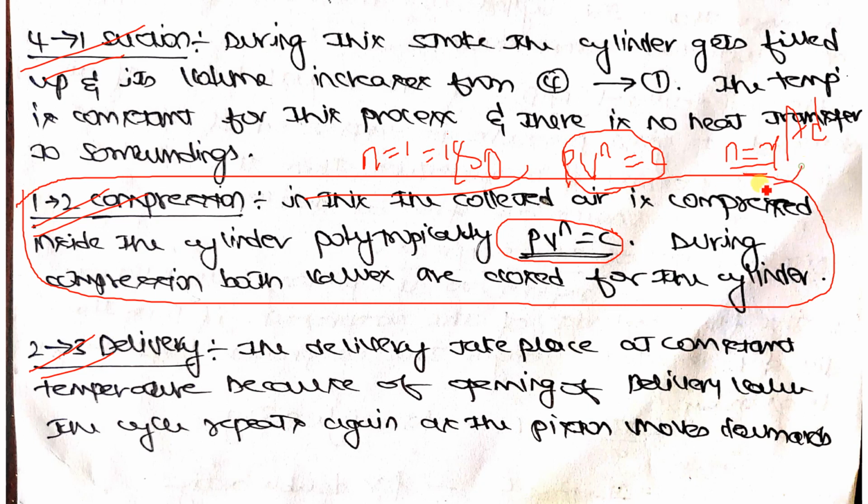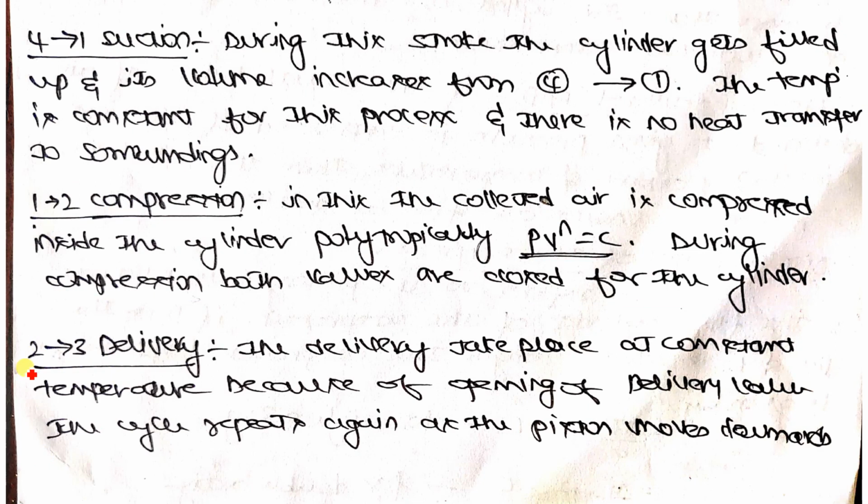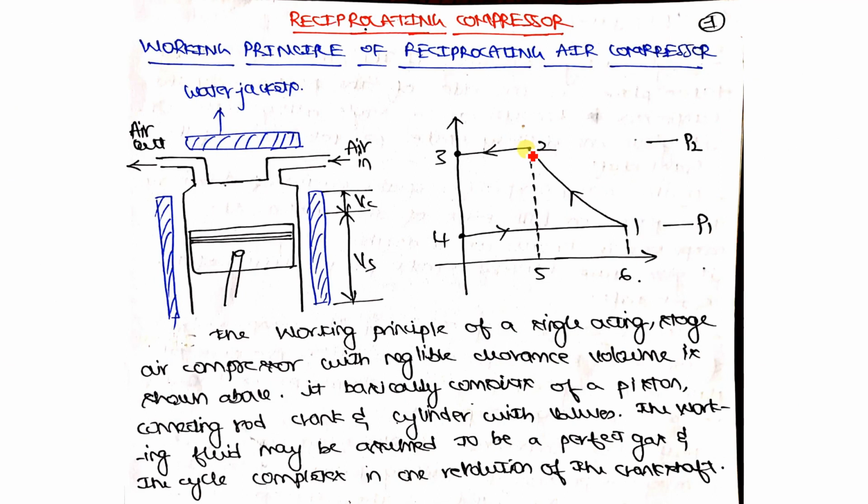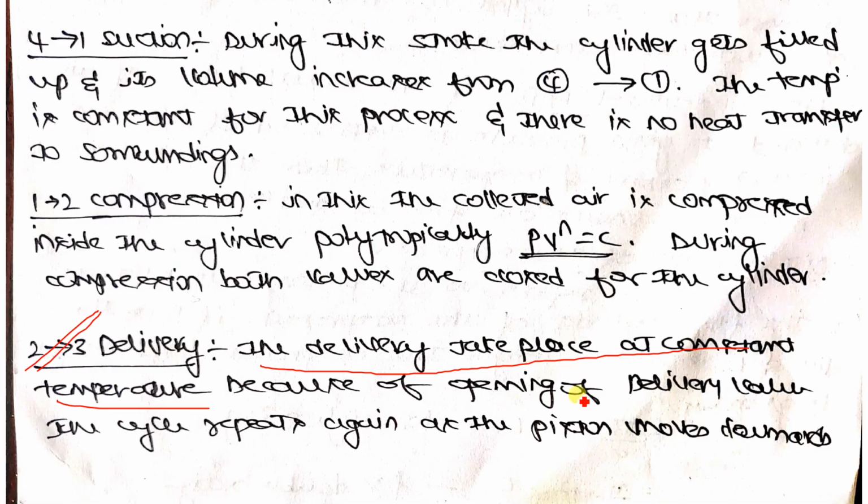Okay. And 2 to 3 is the delivery, where the air is being delivered from your compressor. The delivery takes place at constant pressure and constant temperature, as indicated here, 2 to 3. Because of the opening of the delivery valve, the cycle repeats again as the piston moves downward. Whatever process we have just discussed repeats again because of the rotation of the crankshaft. So this is how you can get the basic idea of how a reciprocating air compressor works and how its PV diagram looks.